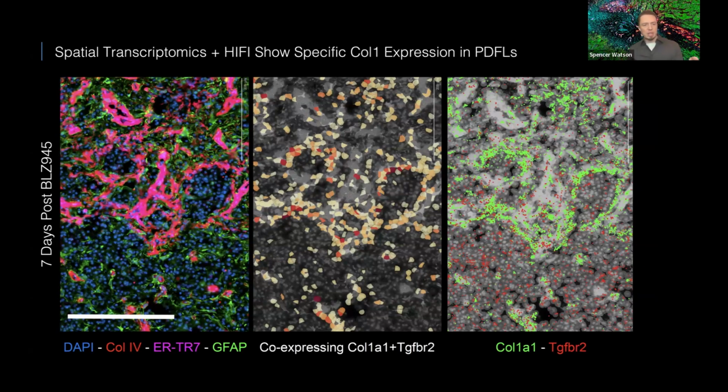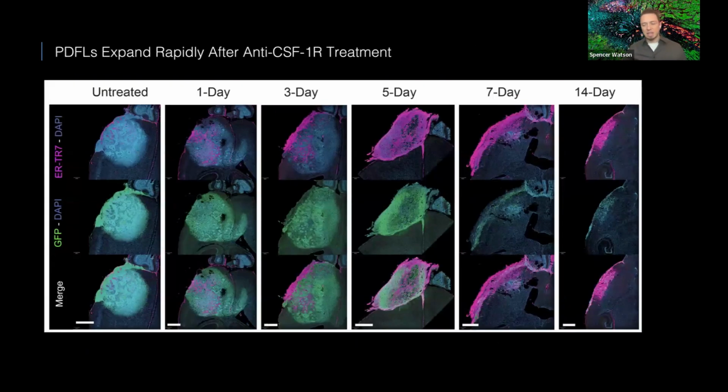And so here we're using ERTR7 as a marker for PDFL cells. This is typically a marker of fibroblast-like cells in the CNS. And then using the Xenium data to find cells that were the most highly co-expressing of the TGF-beta receptor and the downstream collagen 1 gene, we can see that there's a very high association between these two cell types. So this really sort of picked out this PDFL population as the driver of this fibrosis.